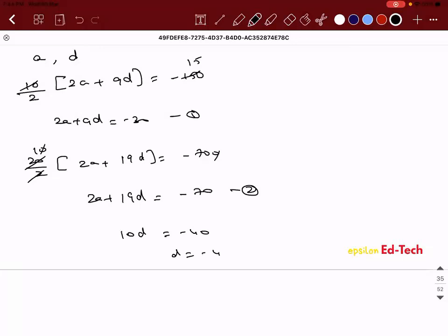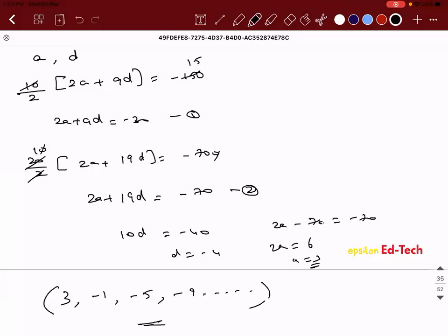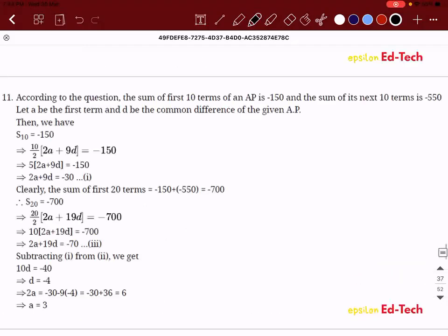If d is equal to minus 4, 2a minus 19 into 4. How much is 19 into 4? 76. So 2a minus 76 is equal to minus 70. So 2a is equal to 6, so a will be equal to 3. So the first term is 3 and the common difference is minus 4. So 3, minus 1, minus 5, minus 9, it keeps on going. This is the required AP. Right? This is a simple problem. Next.